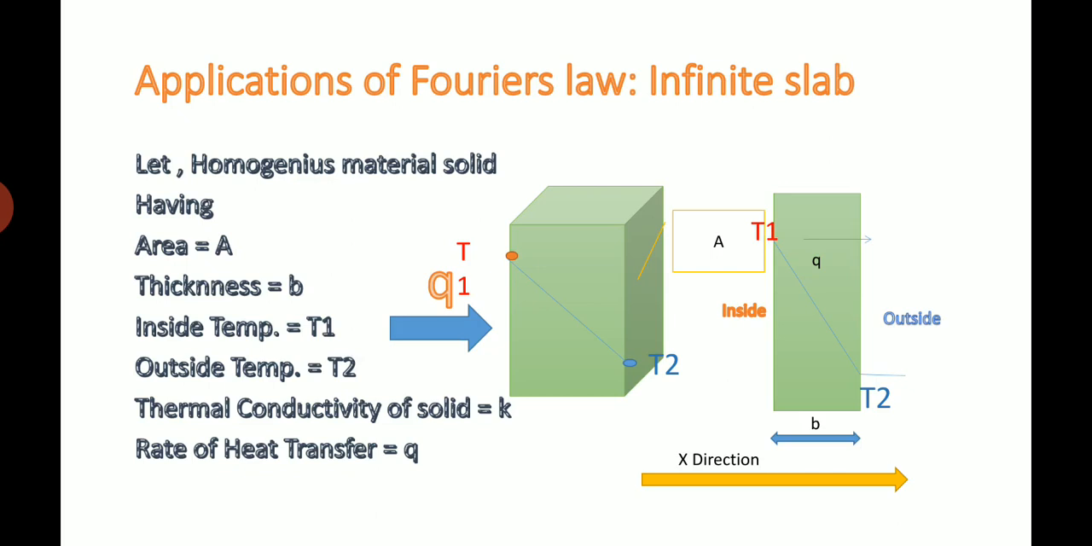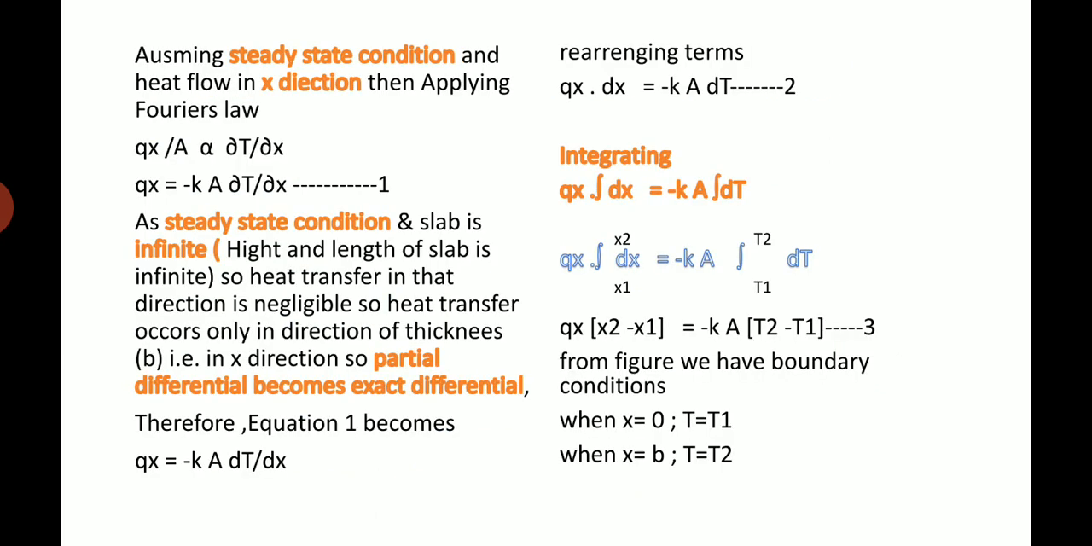Now for solving problems, we need the same platform for the diagram, that is, T1 high temperature at the inside and low temperature T2 at the outside. Let the area be A, the thickness be b, and the thermal conductivity of the solid be k. Due to the temperature difference and thermal conductivity of the material, we have a rate of heat transfer Q. We are considering the direction as the x direction. Okay, so there are 4 to 5 steps in this derivation.